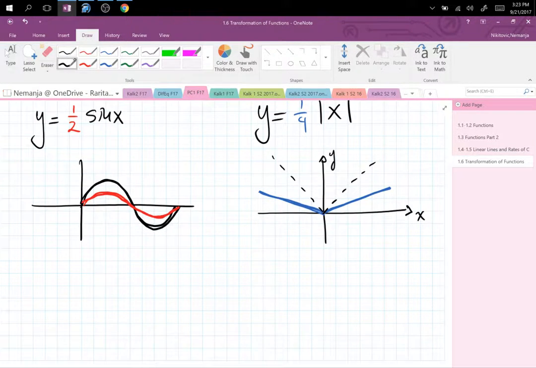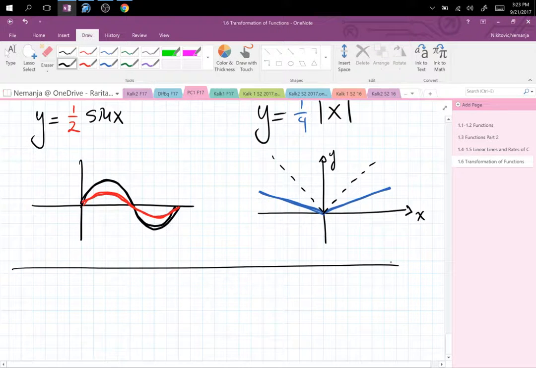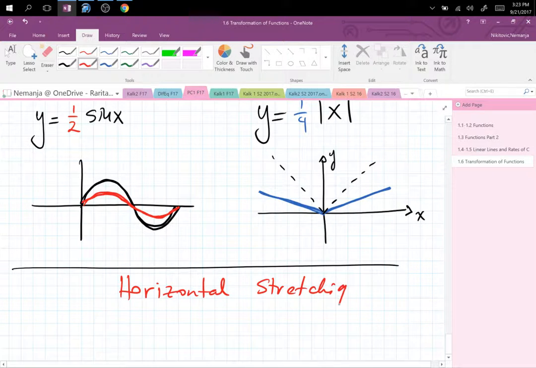Same goes for horizontal stretching, which ends the lecture technically. We have to do combined problems. So horizontal stretching, and that's going to be f of cx. So you are multiplying x directly.